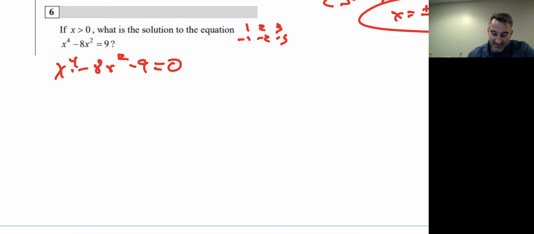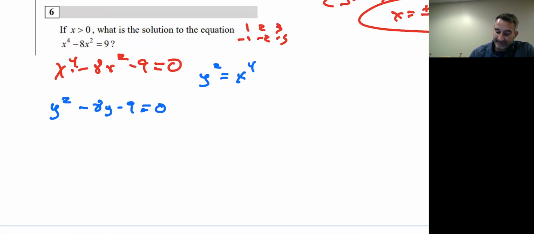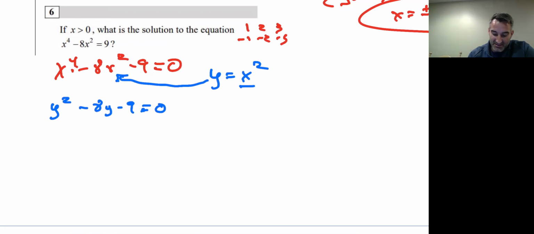I'm just going to rewrite this as y squared minus 8y minus 9 equals 0. So really, what did I do? I said y squared becomes x to the 4th. Okay, that's really what I did. Actually, that's not what I did. I said y equals x squared, because there's the straight substitution right there. So every time I saw x squared, I wrote y. Now, they only did that because it went 4, 2. Now, what's nice about this is easily factorable. This becomes y minus 9, y plus 1.